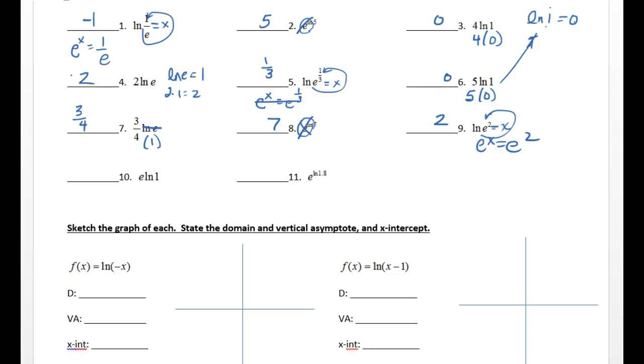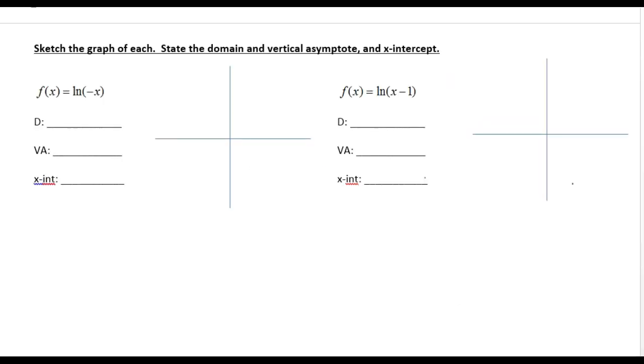E times the natural log of 1. Well, that's e times 0. Anything times 0 is 0. And number 11. E raised to the natural log of 1.8. Well, these two guys cancel each other out, so I'm just left with 1.8. Okay, so let's look at the graphing component of the natural log.